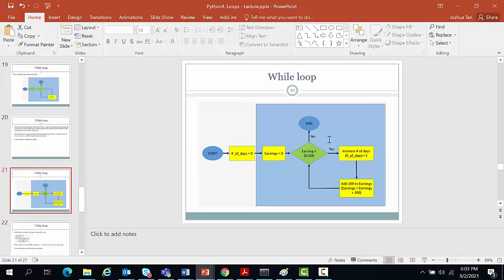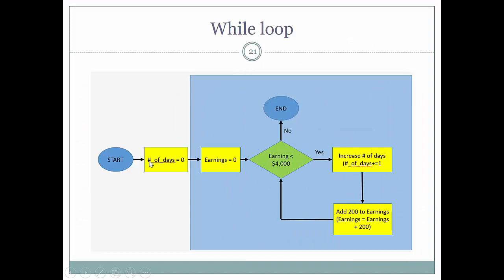So let's draw out the flowchart. We start here and initialize the number of days that he needs to work as well as his earnings to be 0. Here we will check, is earning less than 4,000? If it is, then go on to increase the number of days, add 200 to earnings and check again. Is earning still less than 4,000? Keep doing this until it reaches 4,000, then end the loop.